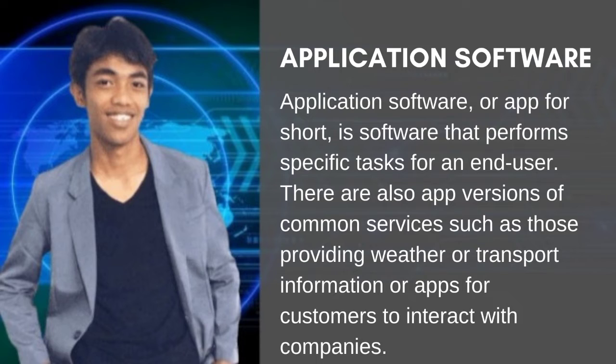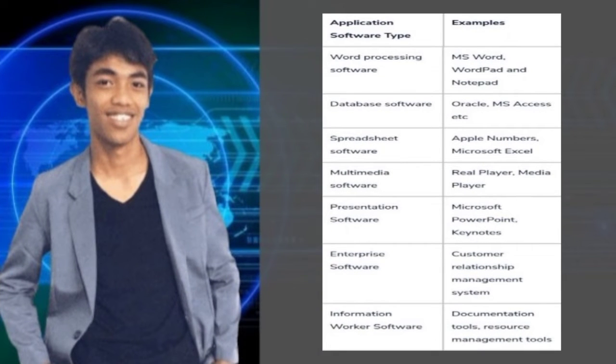And the second software category is the application software. Application software is a program designed to make users more productive and/or assist them with their personal tasks. Application software, or an app for short, is software that performs specific tasks for an end user. There are also versions of common services such as providing weather or transportation information, or apps for customers to interact with companies. Examples of application software are word processor, spreadsheet, Microsoft Word, or Microsoft Excel.